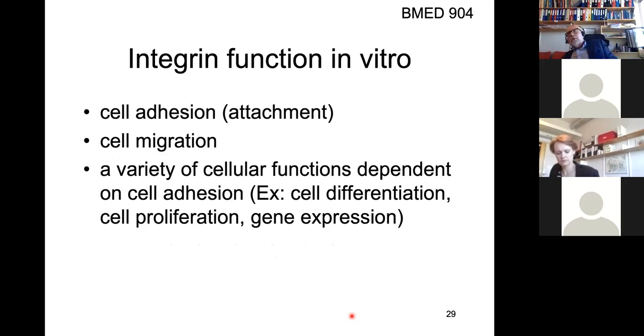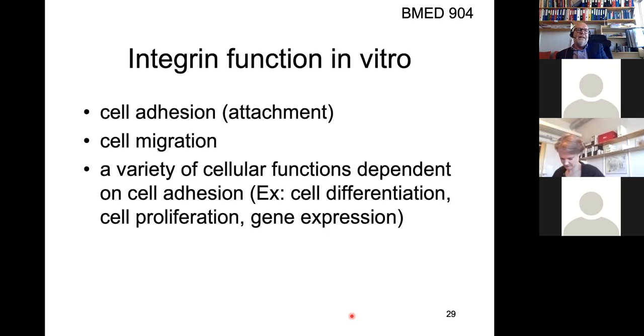So what do we know about integrin function? I said they've been around now for some decades, so we're learning more and more, but we still don't know everything. We know that integrins, when we study them in the laboratory, are important for cell attachment, they're important for cell migration, and through their signaling function, they affect a number of processes in the cells.